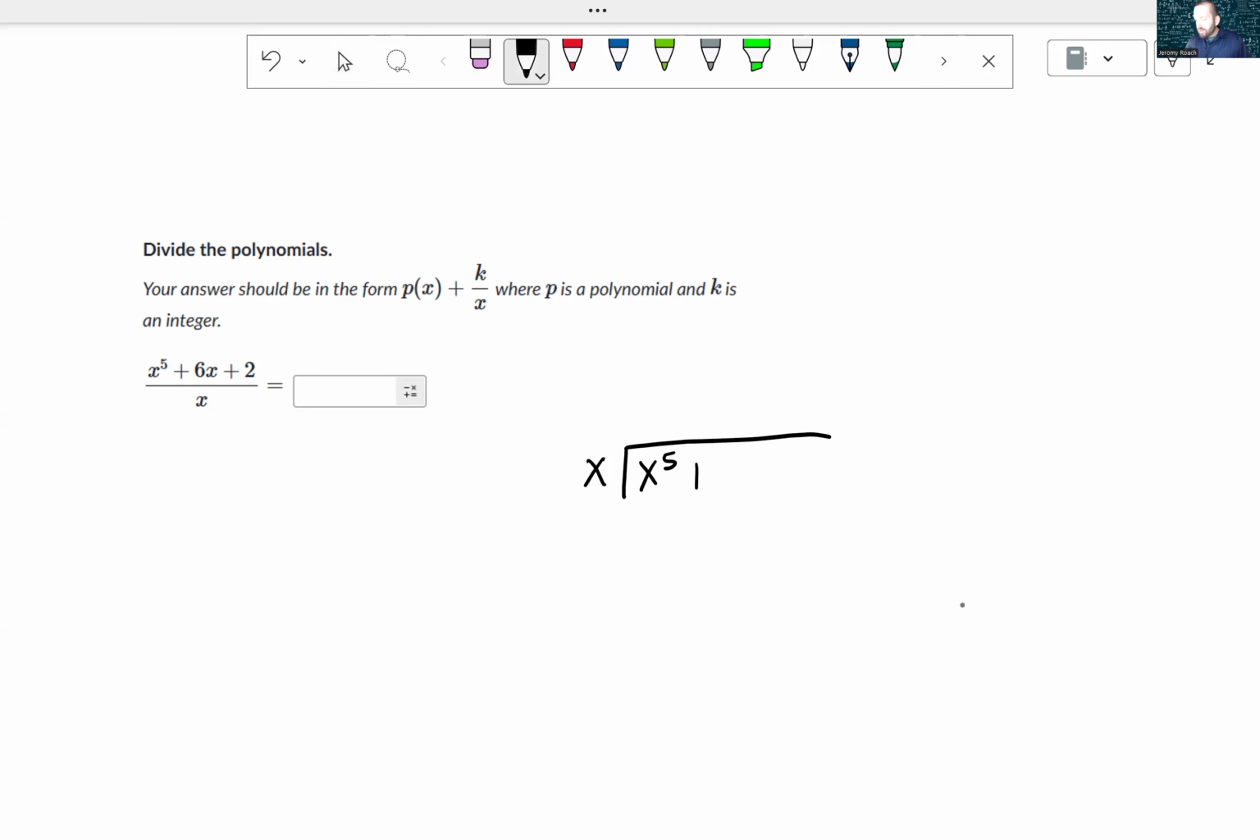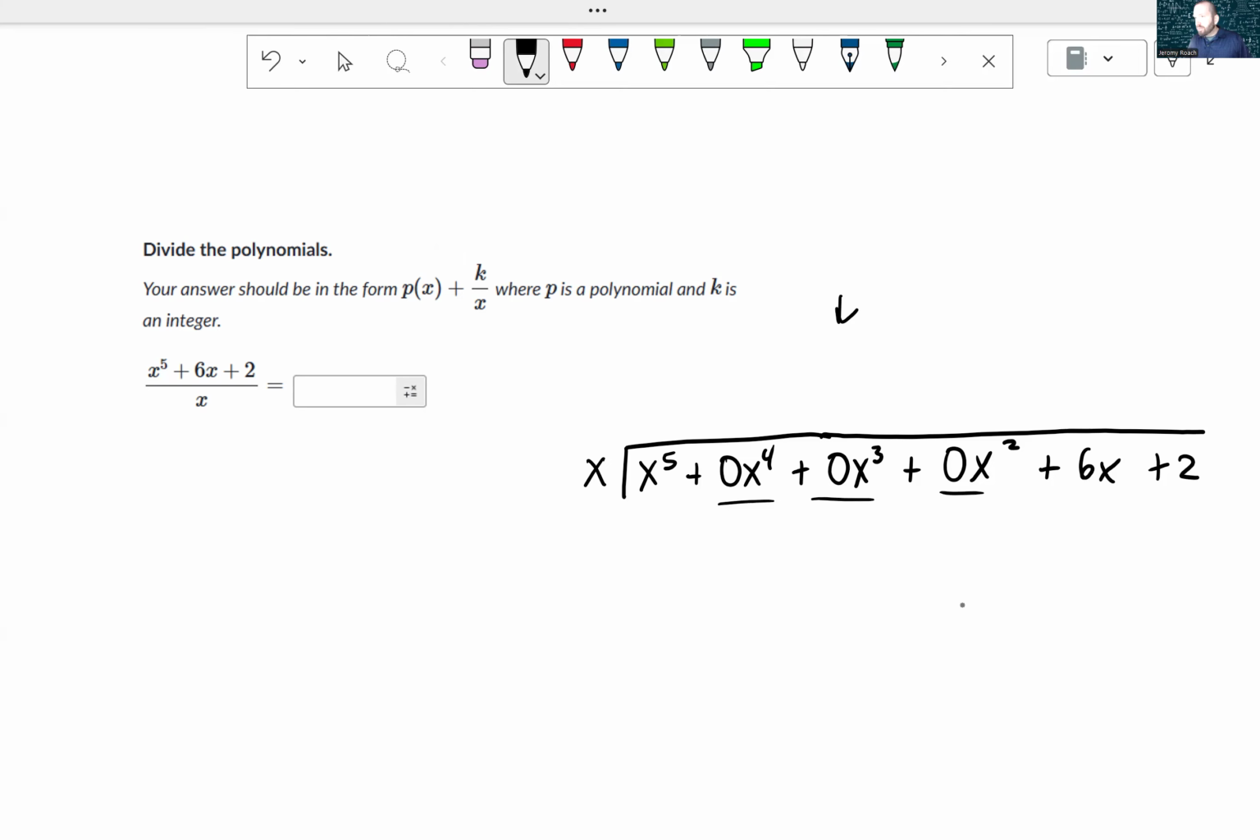If we did long division, we have to write it like this: 0x to the fourth plus 0x cubed plus 0x squared plus 6x plus 2. If we did long division, let's just do long division. I'll show you how the long division works also. So we should get the same answer with long division as we do with the last method that we tried. So this is how we'd write it out with long division. We have to write these zeros here for placeholders.